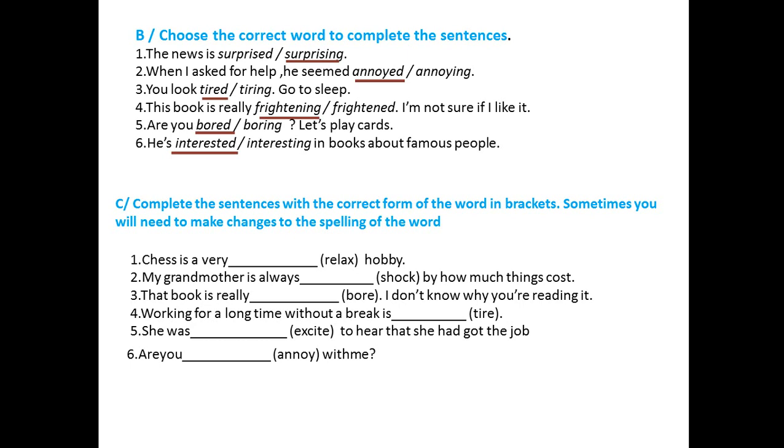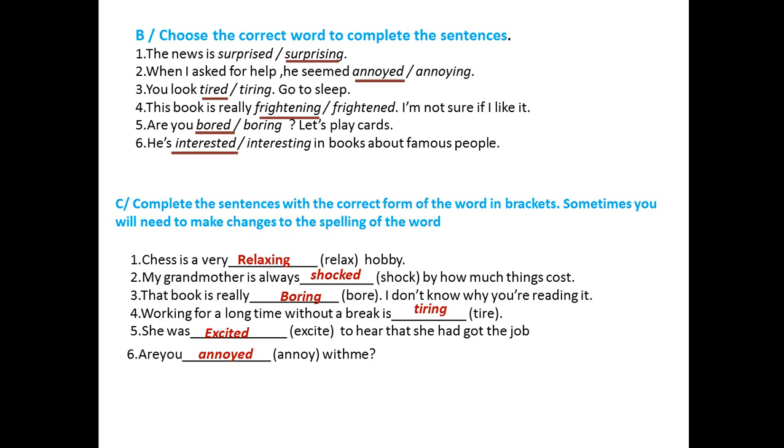So all these sentences you should complete with the correct form of the word in practice. Okay? Yes. Let's start with number 1. Chess is a very relaxing hobby. Number 2, my grandmother is always shocked. Number 3, boring. Number 4, tiring. Number 5, excited. Number 6, annoyed. Are you annoyed with me?